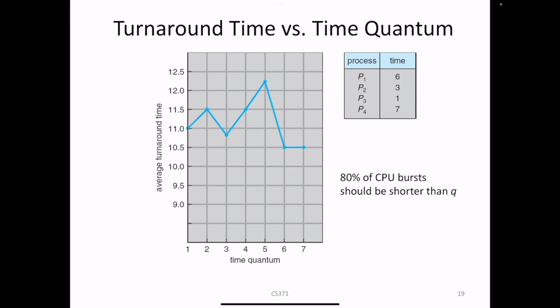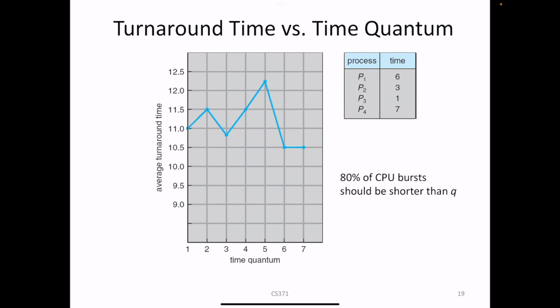According to this figure, we can make several observations. For example, this blue line does not show a clear trend as we increase the length of the time quantum. It just fluctuates. In other words, increasing the length of a time quantum does not necessarily increase the average turnaround time. But from this figure, we can see that the average turnaround time can be improved if multiple processes can finish their next CPU burst within a time quantum.